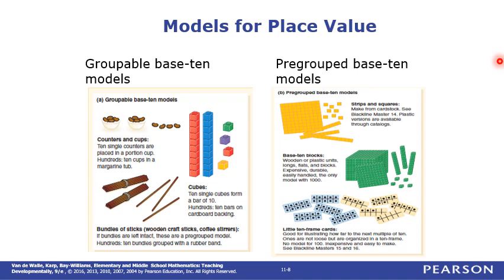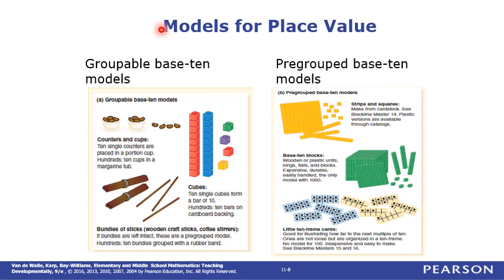Then our second group is called the pre-grouped base 10 models, and these are just like they sound, they're models that already have these groupings set. So, for example, strips and squares and single pieces, which are kind of like the two-dimensional version of base 10 blocks. We also have our three-dimensional version of base 10 blocks, and then we talked about these during our other class, the little 10 frame cards, right? So those are all what we would call pre-grouped base 10 models. Now, again, all of these are really important and we can use them in many different activities.